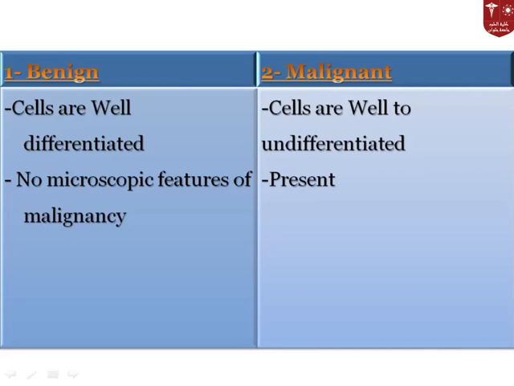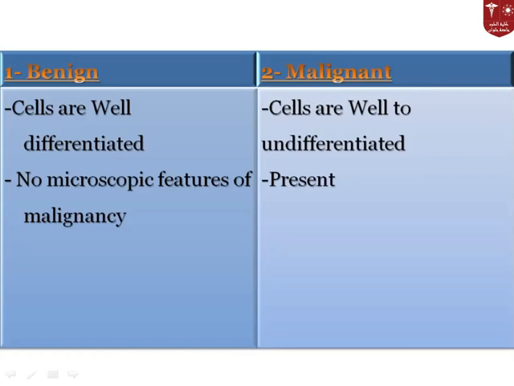Under the microscope, cells of benign tumors are well differentiated, which means they are very similar to the original cells, while cells of the malignant tumors may be anything: well differentiated, moderately differentiated, poorly differentiated, or undifferentiated at all. Benign tumors have no ugly cells. It means they have no microscopic features of malignancy in the cells, while malignant tumors have microscopic features of malignancy.